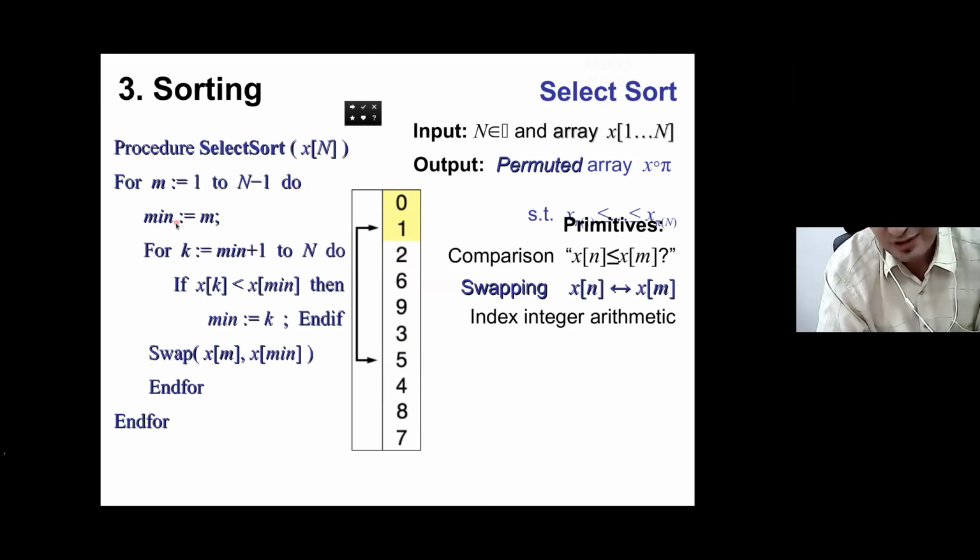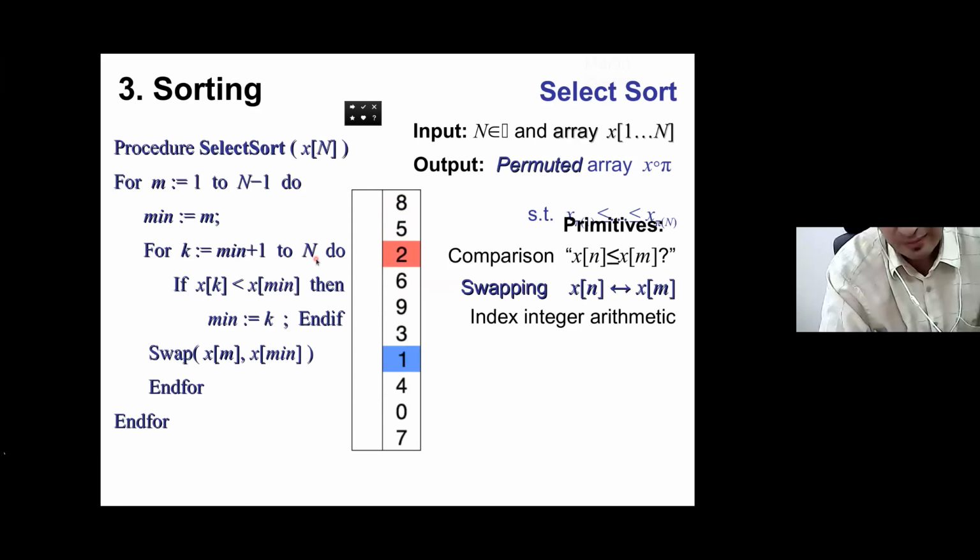Well, the first thing is you set it to m, and then you run a loop from m plus 1 to n, and every time you find a smaller element, you record its index in this variable min. So at the end of this loop, min will be the index of the smallest element between xm and x capital N.